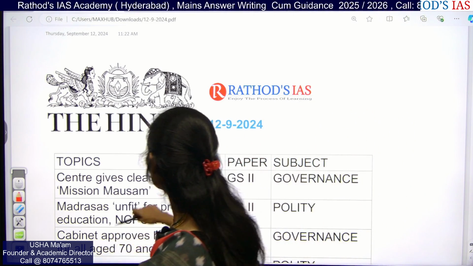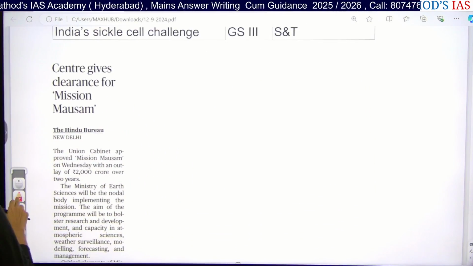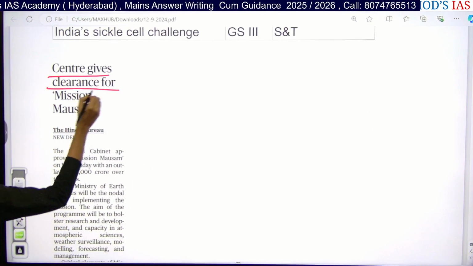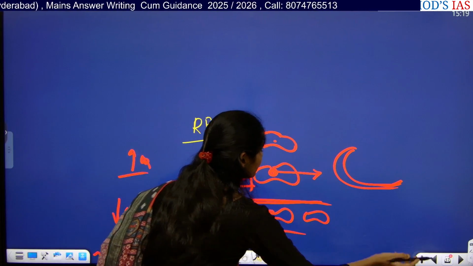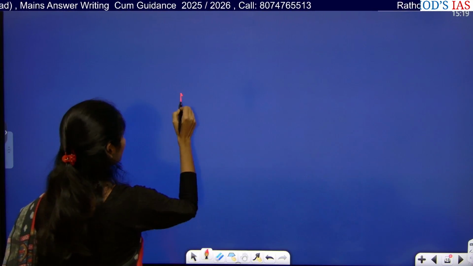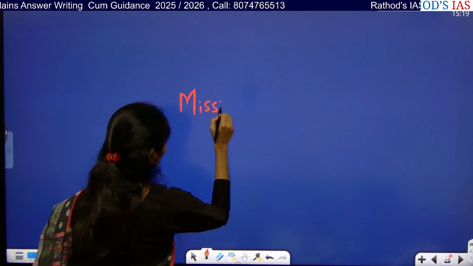Okay. So see this article first. See the title. Center gives clearances for Mission Mausam. So what is the keyword here? Okay. So keyword is Mission Mausam. So what is this Mission Mausam about?